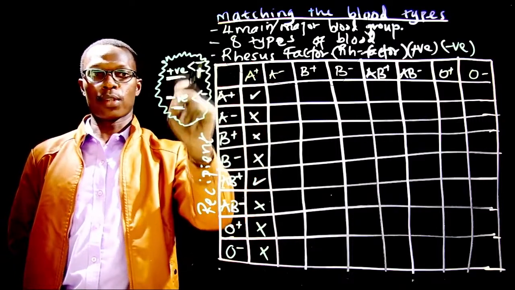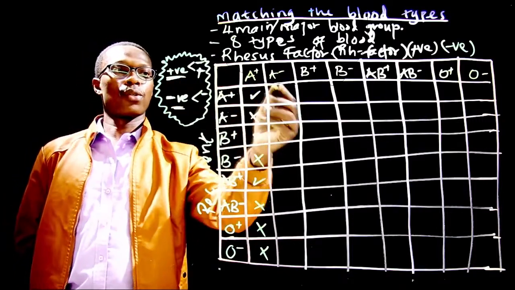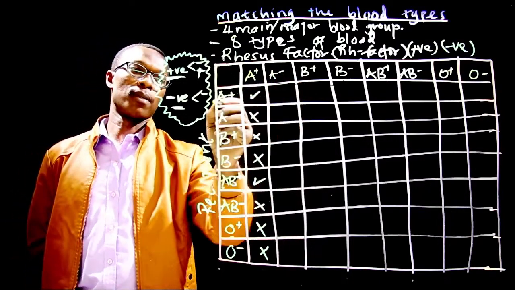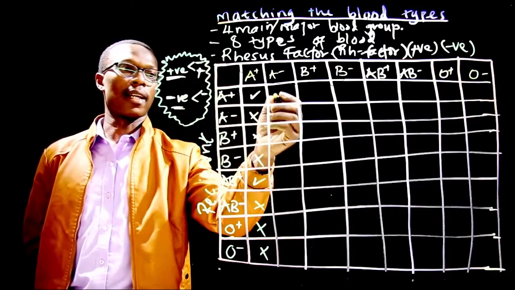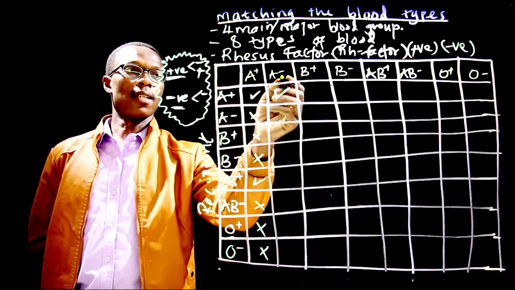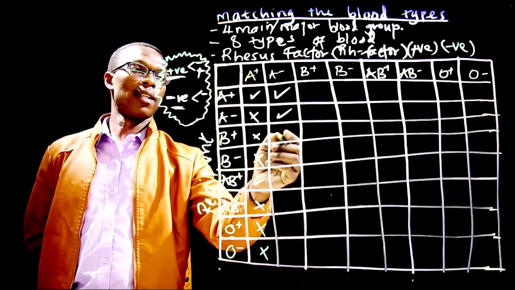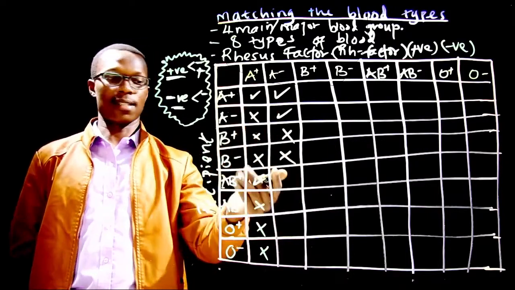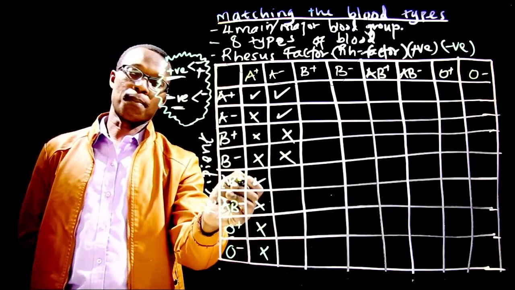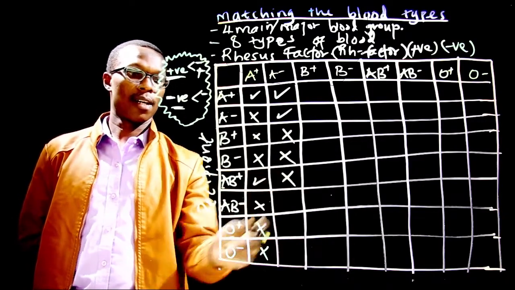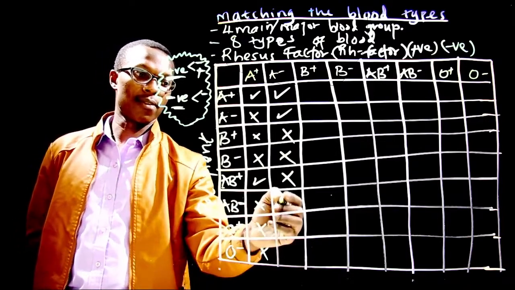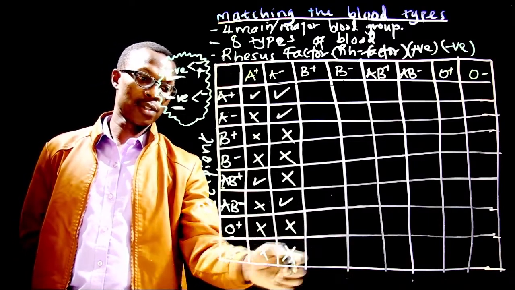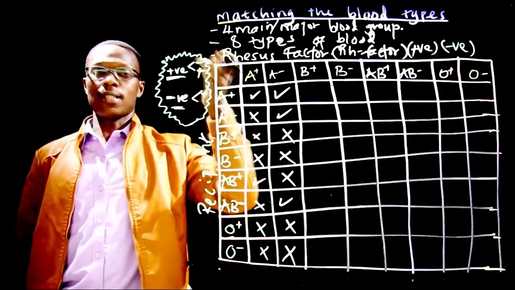Just remember, these two things can really help you a lot. A goes to this. Do you think A positive can receive from A negative? Yes, because A positive receives from both positive and negative. So this is yes. How about this? Yes, because they're both negative. How about this? No, it's completely new. This is also B, so it can't receive. How about this one? It has a positive, right? So it can't receive. How about this one? Yes, it has a negative. How about this one? No. How about this one? No, because they can't introduce new antigens to this blood.